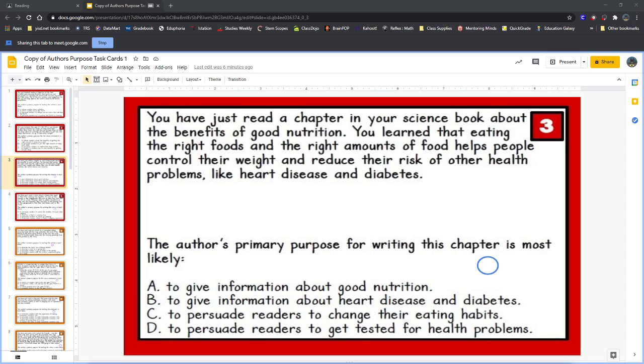I think they do mention the heart disease and they mention the diabetes, but most of what they're talking about here is about the food, the benefits, so the good things that happen with good nutrition, the good healthy food. You learn that eating the right foods and the right amounts of food. So most of that chapter, even though they did talk a little bit about heart disease and diabetes, they focused a lot on the food, right? On the types of things that you should eat or how much of things that you should eat. So I think answer choice A is probably the best one for us to pick there. I'd agree with you. They were giving us information about good nutrition, about good healthy foods that we should be trying to eat.